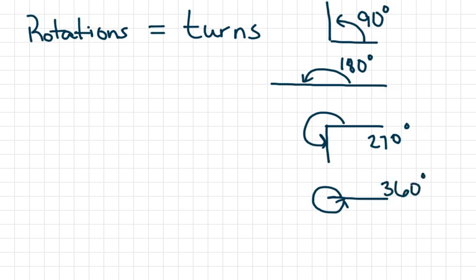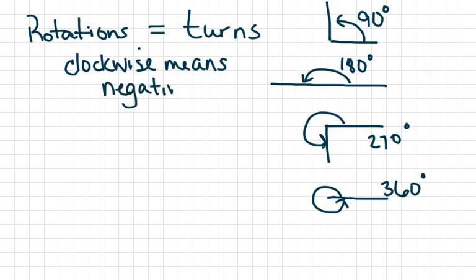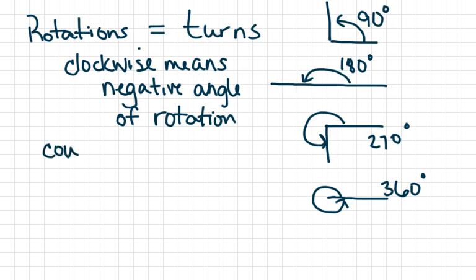Alright, so when we have to rotate things, you have to remember that clockwise means we have a negative angle of rotation. But what I want you to realize is if I give you a question where I ask, what is the angle of rotation? I want you to give me the degrees and the direction, either clockwise or counterclockwise. Counterclockwise would be positive angles.